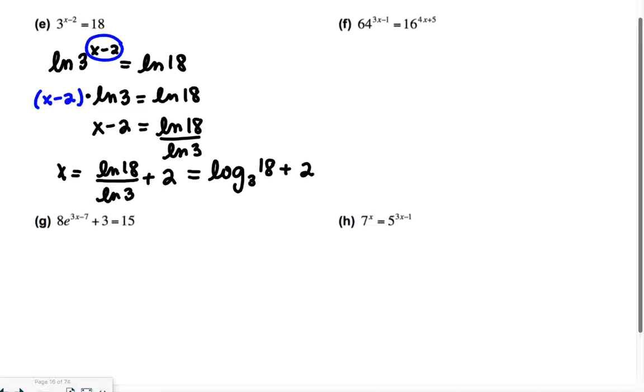You guys remember the change of base formula? That's going backwards with the change of base formula. You get it? All right, so when I add 2 to that number, it's approximately 4.631. So AP Calc is annoying sometimes because you have to remember all that stuff you learned in Algebra 2 and Pre-Calc as well.